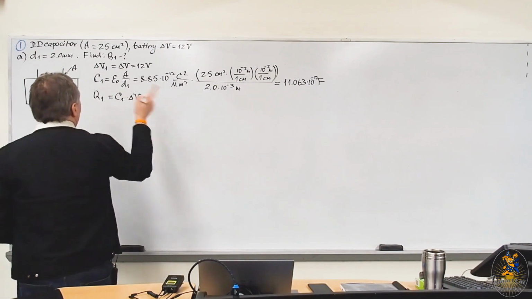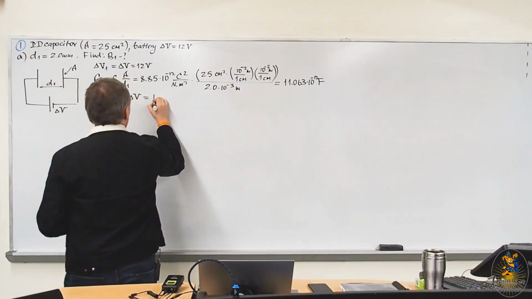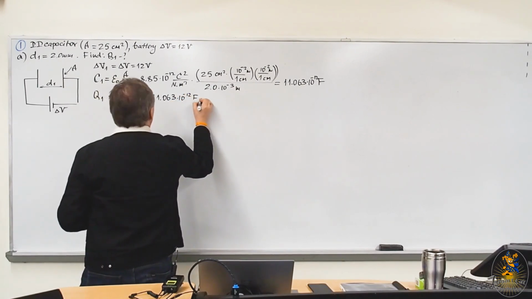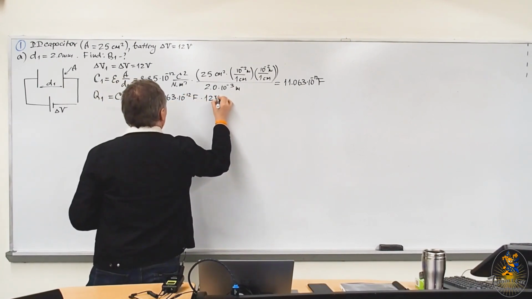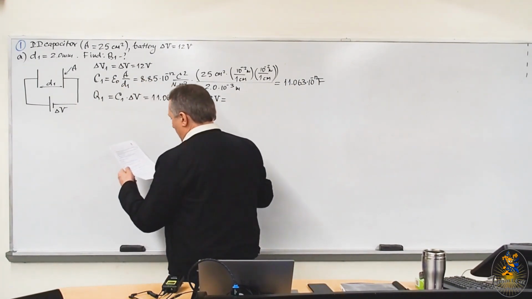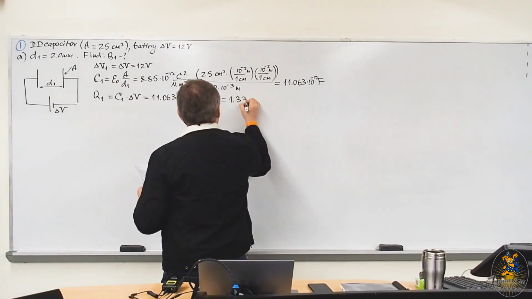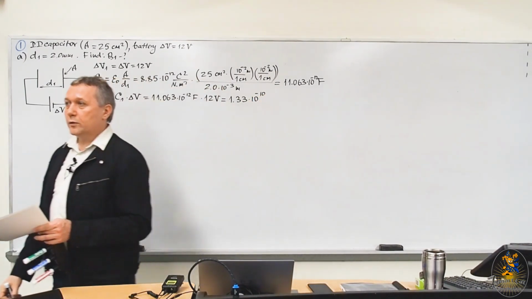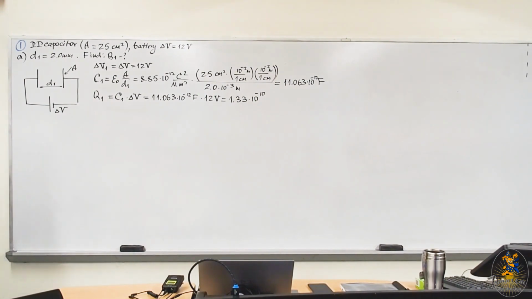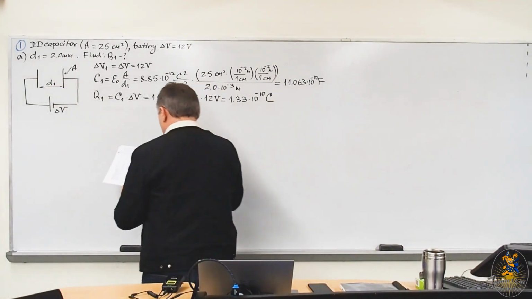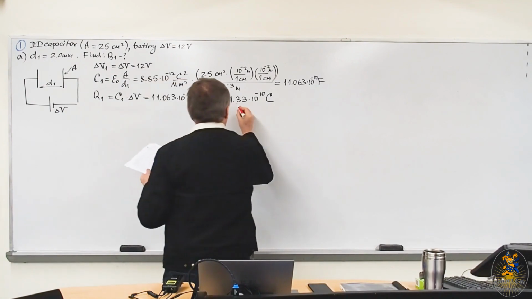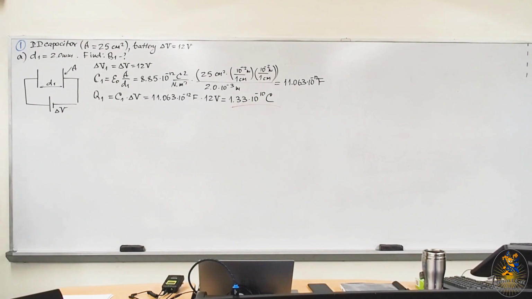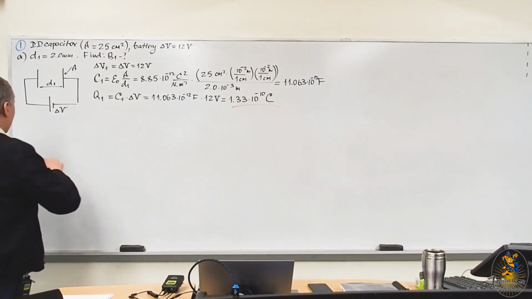Now, of course, we can plug in numbers. Times 12 volts. And the answer will be 1.33 times 10 to the power of minus 10 coulombs. Great. That's basically part A, which is straightforward. It's basically plugging numbers in the correct order into two formulas. So now part B.